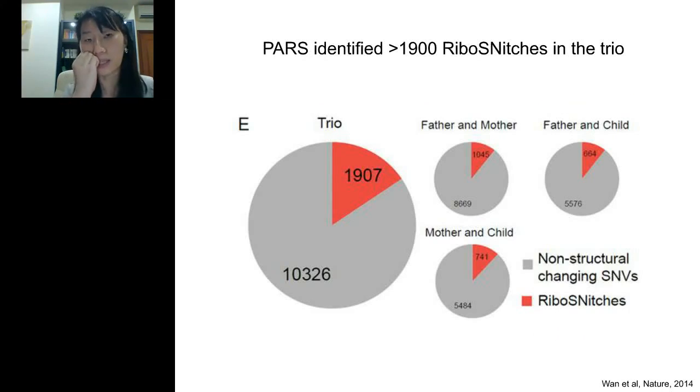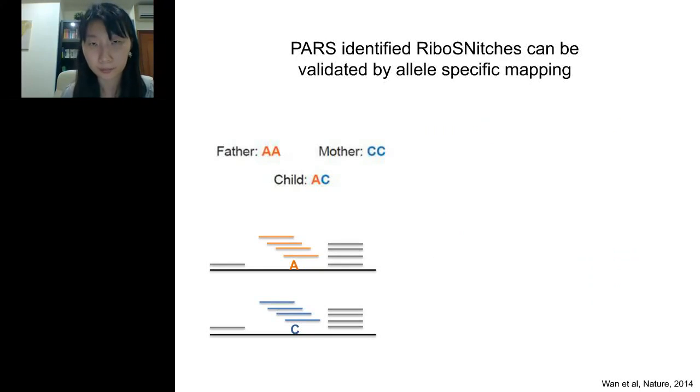And when we look across the entire transcriptome, we can identify about 1,900 single nucleotide variants that cause structural change. This is about 15% of all the single nucleotide variants that we identify as expressed between the three individuals, the father, mother, and the child, which is a much greater number than previously appreciated. And we can actually validate some of these structural changes by doing allele-specific mapping.